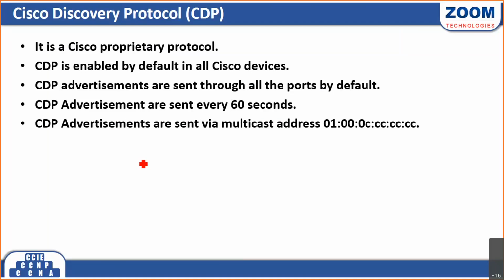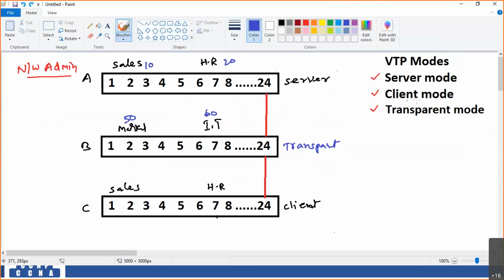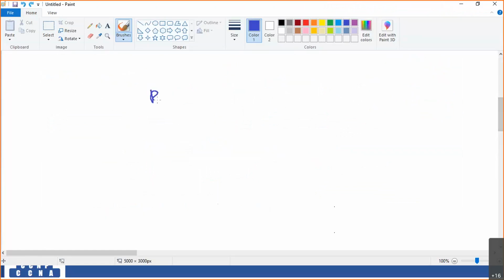Okay. What is the advantage? Once layer 1 is active, CDP sends the information to its active neighbors. In between two devices, the layer 1 cable is active. This is my Cisco device, and another Cisco device. Between these 2 devices, layer 1 is okay and the cable is okay, that's it. No protocol configuration, no passwords, nothing.